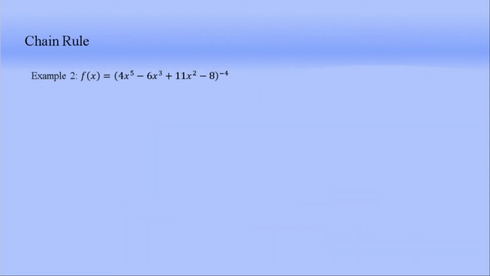Another example is f of x equals 4x raised to the 5th power minus 6x cubed plus 11x squared minus 8, raised to negative 4. Again, this is our second example for the chain rule.